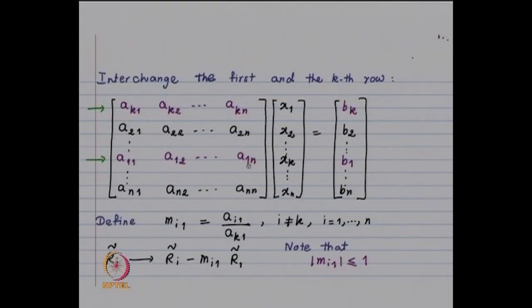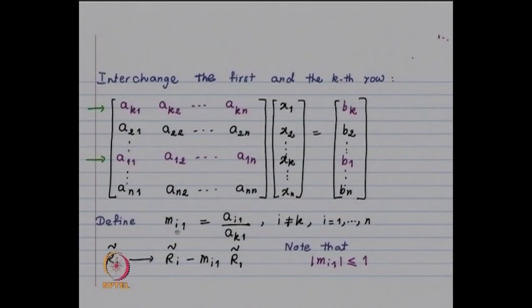Now, notice that by interchanging the two rows, I am interchanging the order of my system of equations. I do not change the system, because we want to find the solution of Ax is equal to b. So, whatever changes we make, it should give us an equivalent system. Now, n equations are given to you, you are just changing the order of the equations. So, you do not change the system.